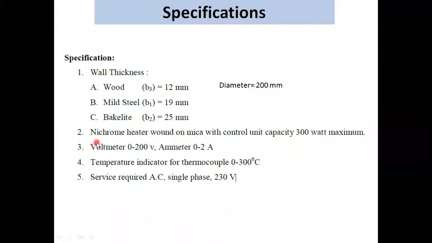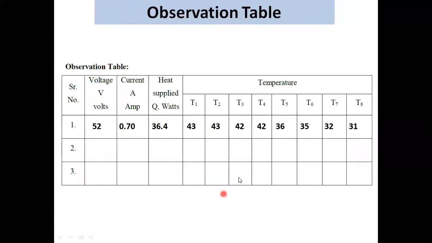The heater used is a nichrome wire heater. Its maximum capacity is 300 watts. The voltage and ammeter range are given. The K-type thermocouples are used. Now this is the observation table.